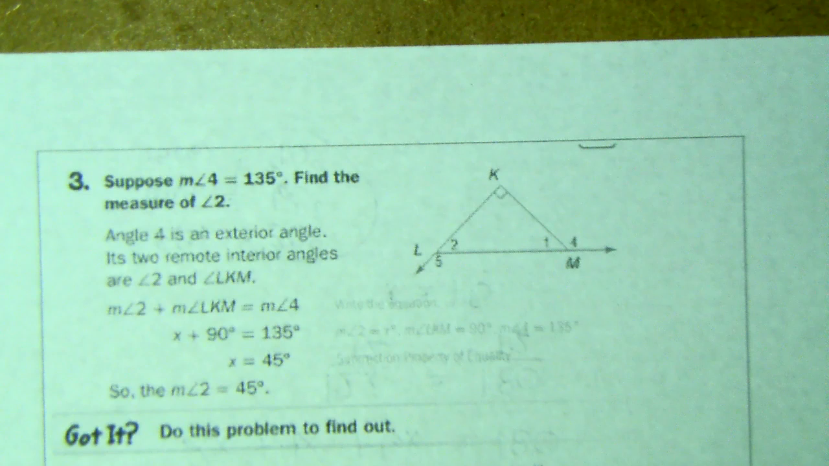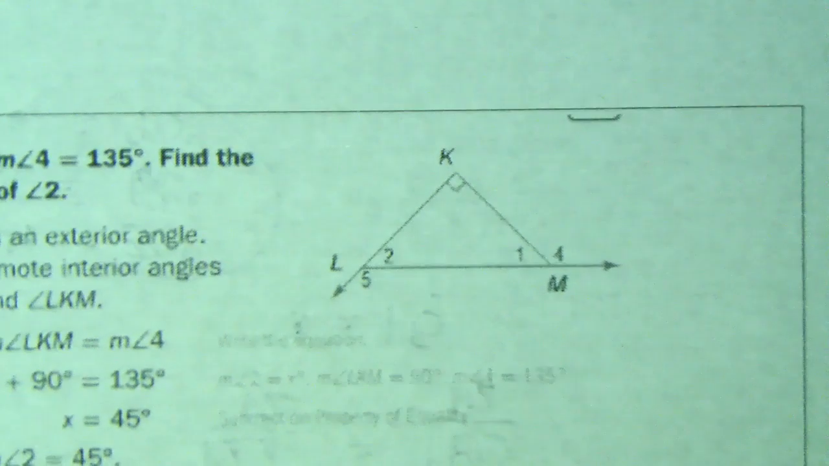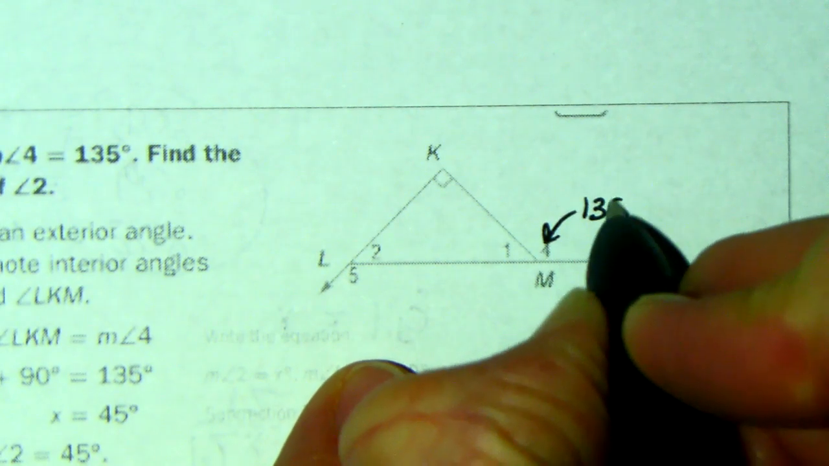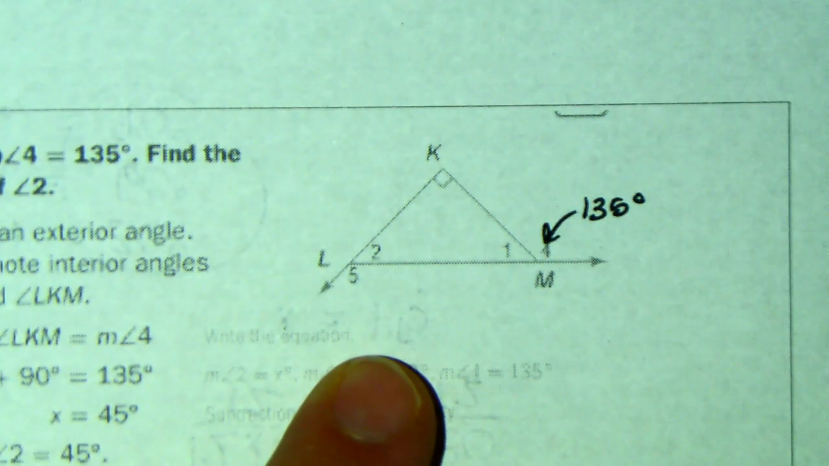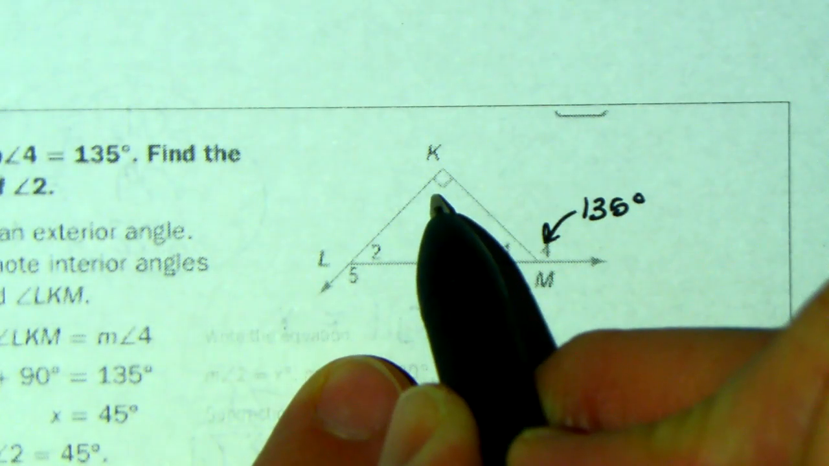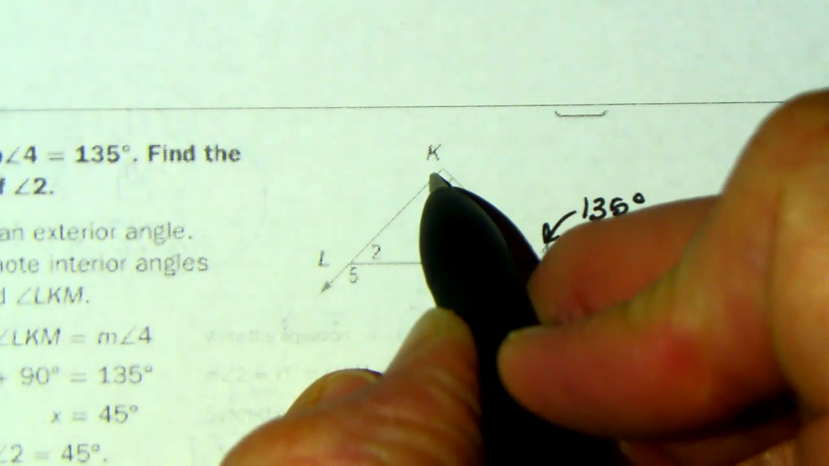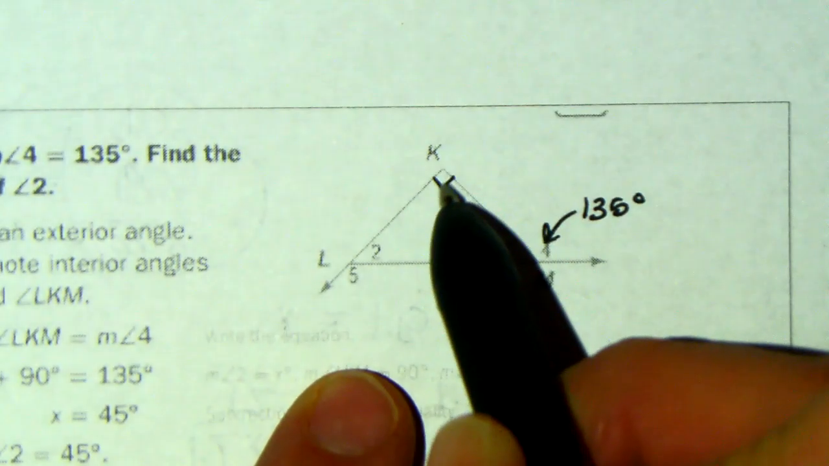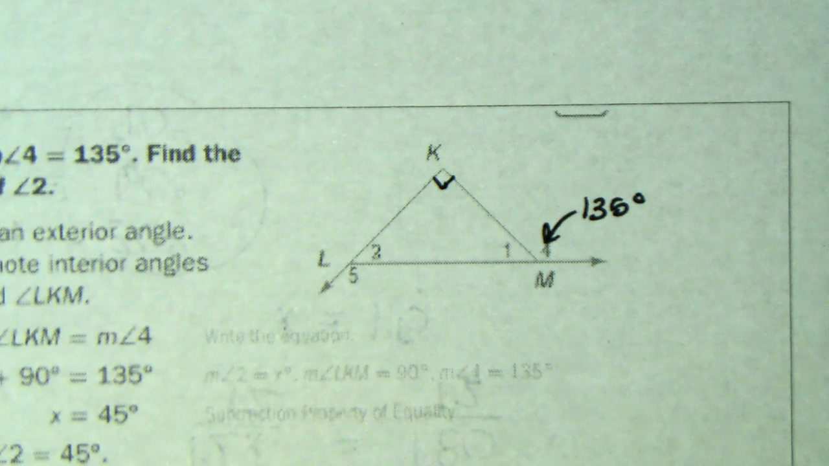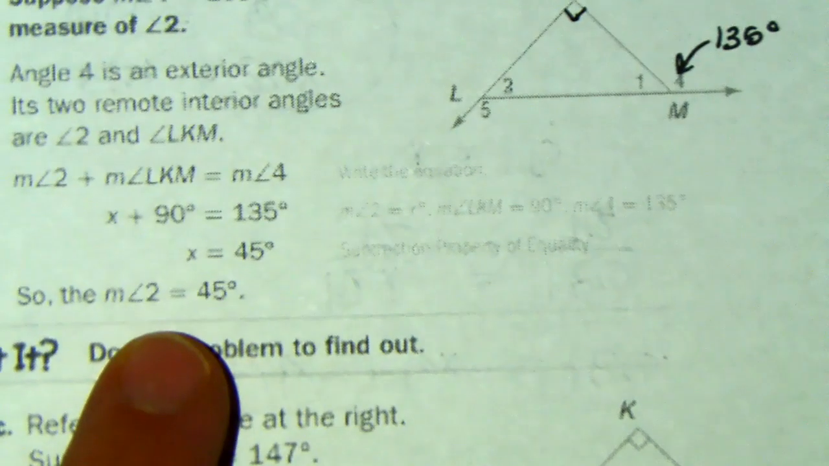So over here on slide number 6, on the top, they say suppose angle 4 is 135. They give us that, 135. Find angle 2. You're probably thinking, well, they only gave us one angle. Well, they did, except look at our picture. What do we know about this angle right here? It's 90 degrees. And this one plus this one has to equal 135. So 135 minus 90 is 45 degrees.